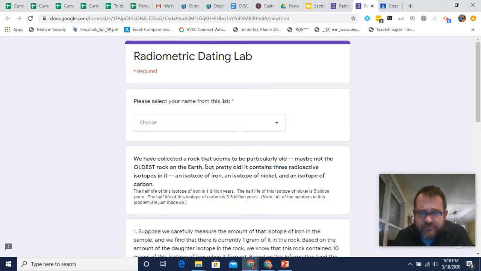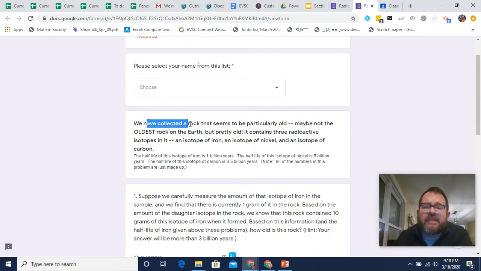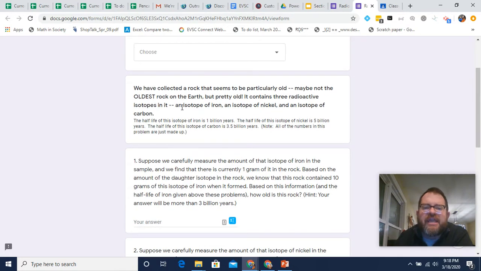There's not much here. Let's just say we've collected a rock from somewhere. It seems to be particularly old. It's not the oldest rock on Earth or anything, but it's pretty darn old. And it contains three radioactive isotopes. There's an isotope of iron that's going to be decaying into something. I don't bother telling you what it is. There's an isotope of nickel. We'll say whatever it is. And there's an isotope of carbon.